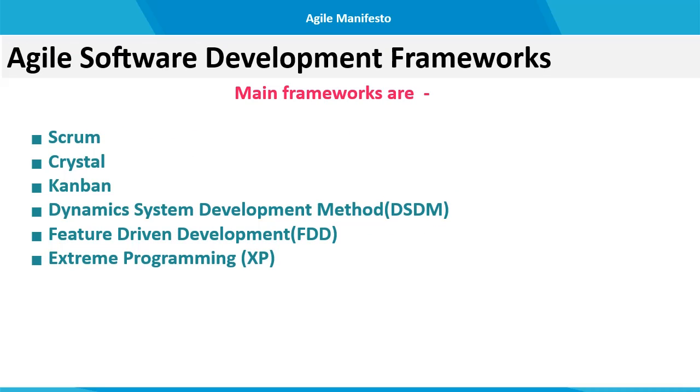There are several Agile software development frameworks available. First is Scrum, second Crystal, then comes Kanban, Dynamic System Development Method, DSDM, Feature Driven Development, FDD, then comes Extreme Programming, XP. Out of these frameworks, a very popular framework is Scrum.